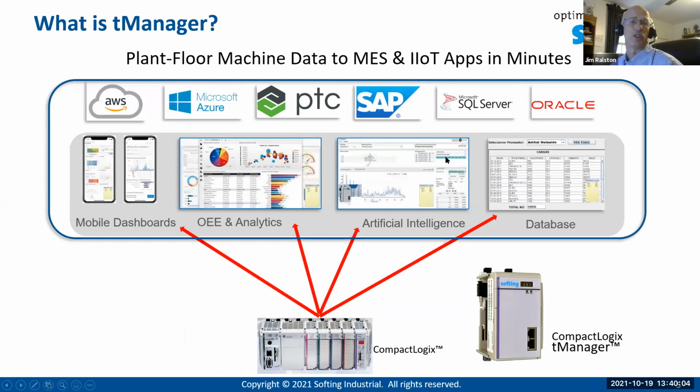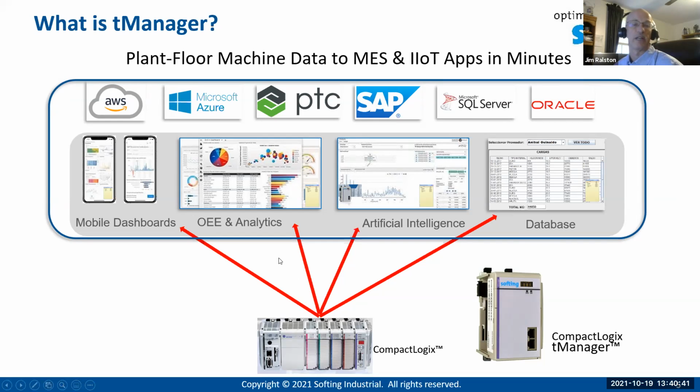So one of the solutions we offer, which is very popular with our Rockwell customers, is our tManager platform. So tManager is an appliance. It's a hardware device that fits into the PLC chassis, and it is a direct connection from that PLC to whatever the database or cloud service is that supports these applications. So it's a hardware approach that eliminates having to have any computer in the middle.